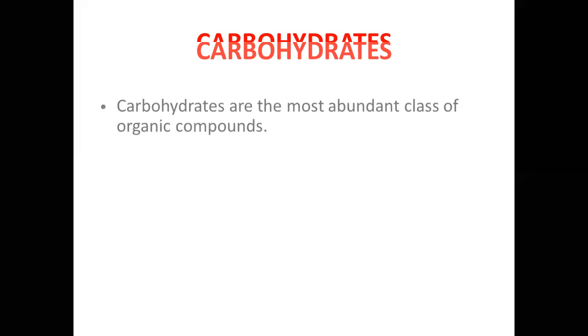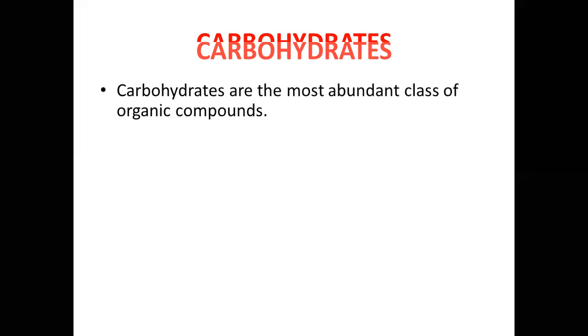The first topic of biochemistry is the important nutrients. You know that many important nutrients are present in our food. Those important nutrients are carbohydrates, proteins, lipids, vitamins and nucleic acids. All these are important nutrients which are required by our body. One of the important nutrients is carbohydrates. Carbohydrates are the most abundant class of organic compounds.